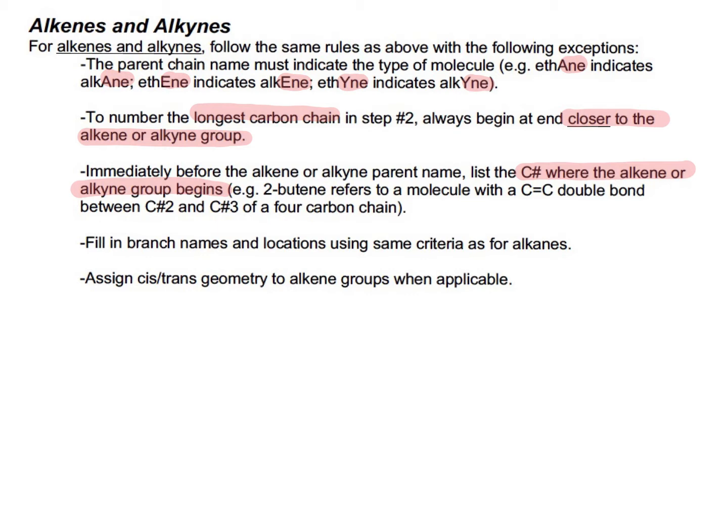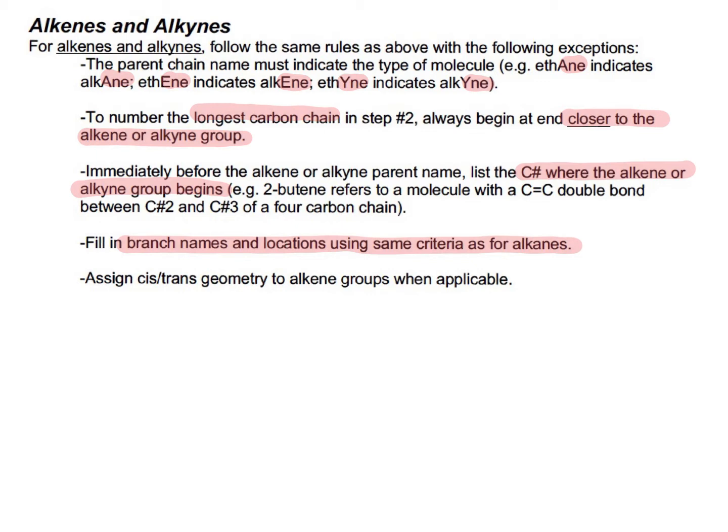And then, as before, fill in the branches and the locations of those branches, such as isopropyl, butyl, etc., all those things that have a yl suffix to indicate that they are branches coming out of the parent chain. Fill those in according to the same criteria that we've used over and over again.